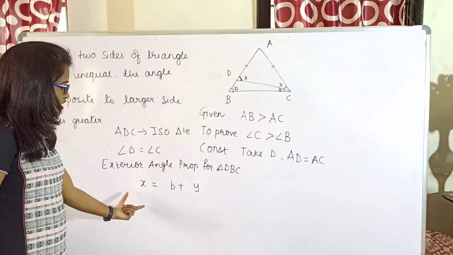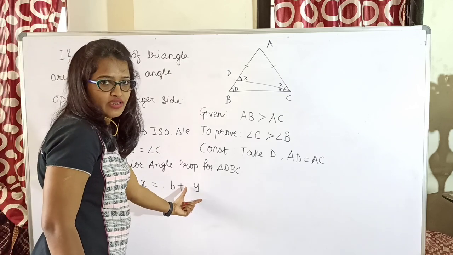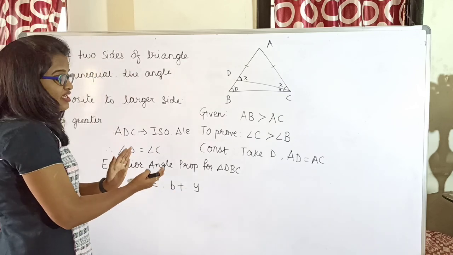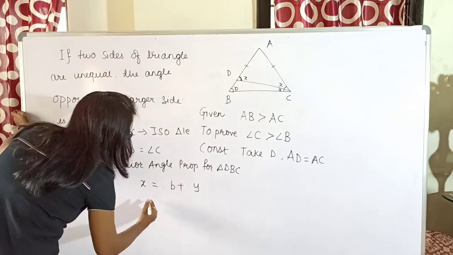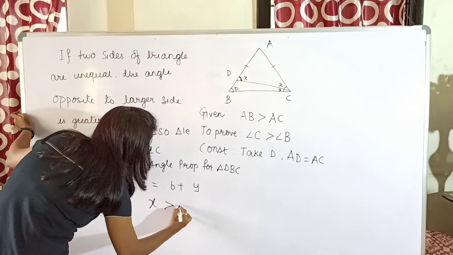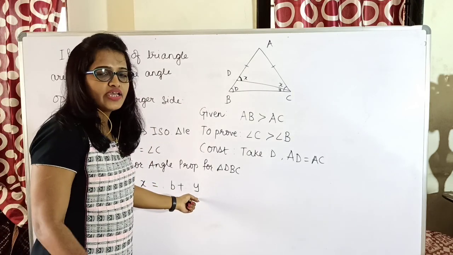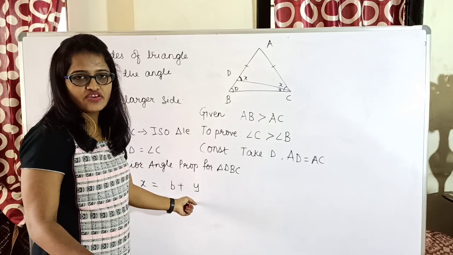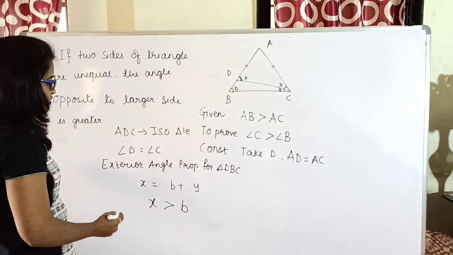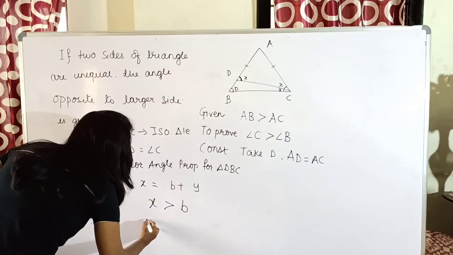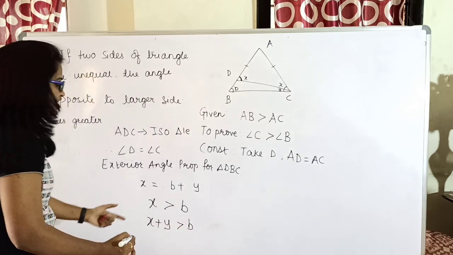So what can I say from this? X is addition of b plus y. So something has to be added in b, then only it will be equal to x, isn't it? So can I write x is greater than b? Definitely. In b, after adding y, you are getting it as equal to x. So definitely x is greater than b. X is already greater than b. What if I add y to it? Will it be greater than b?